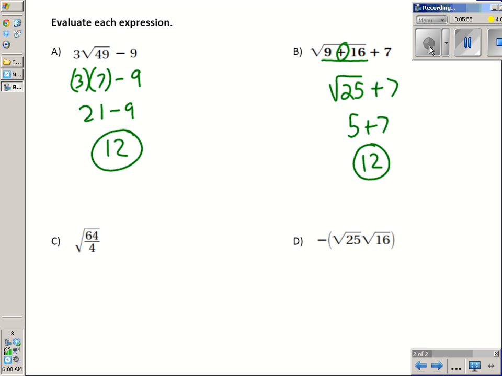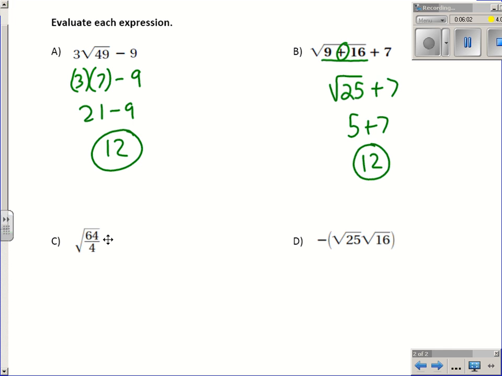All right, 2 more problems, and then we'll be done with notes. So here we have 64 being divided by 4 within the radical. So we can distribute the radical sign into each number and separate them. So that becomes the square root of 64 divided by the square root of 4. So that ends up being 8 divided by 2, which is 4.